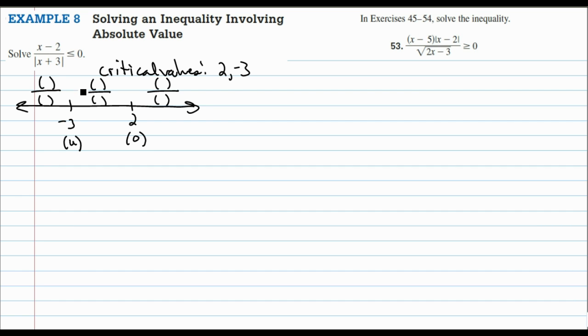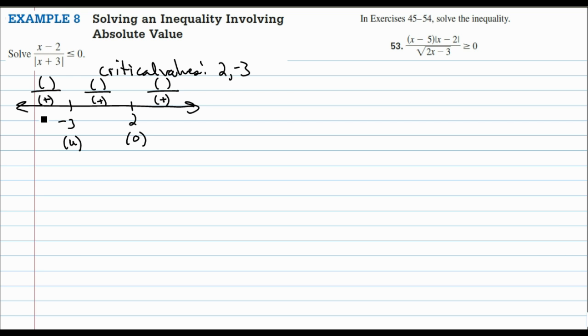Now, I'm going to pick a number to the left of negative 3, and you know what? No matter what that number is, left of negative 3, between negative 3 and 2, after 2, the absolute value is going to make the denominator positive. So all across the board, I can write positive in for my denominator. All I have to worry about is what my numerator will be.